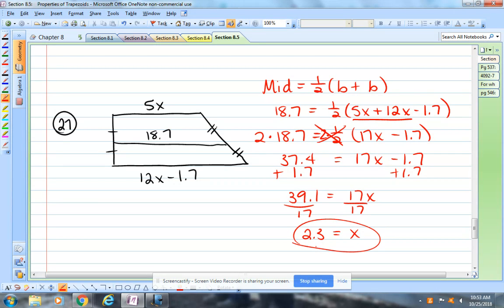All right, so we're going to stop here for the day. That's the end of section 8.5. Quiz tomorrow. Have a good day.